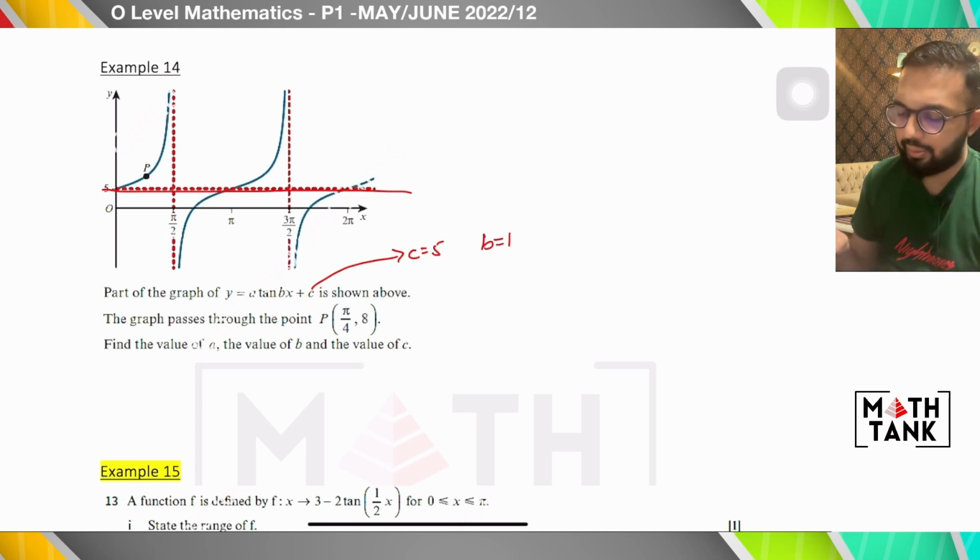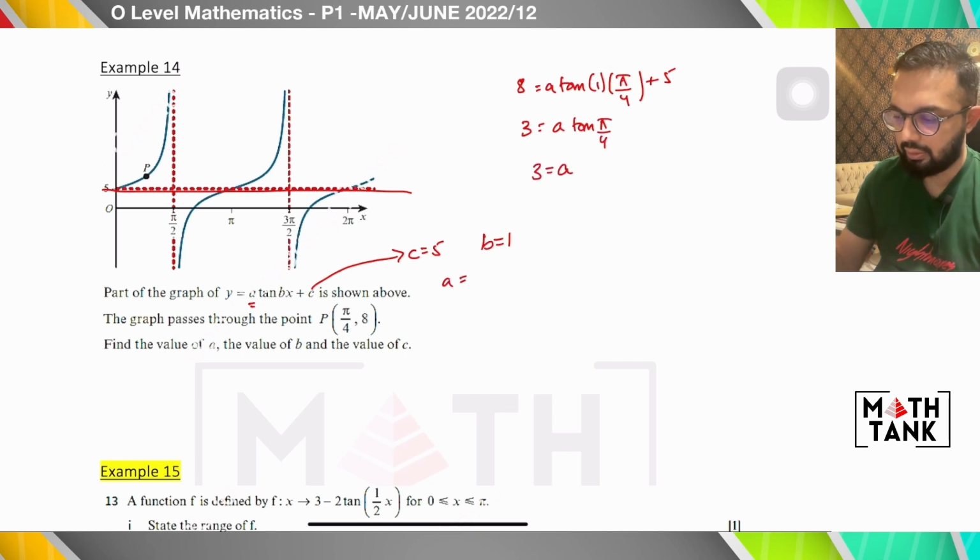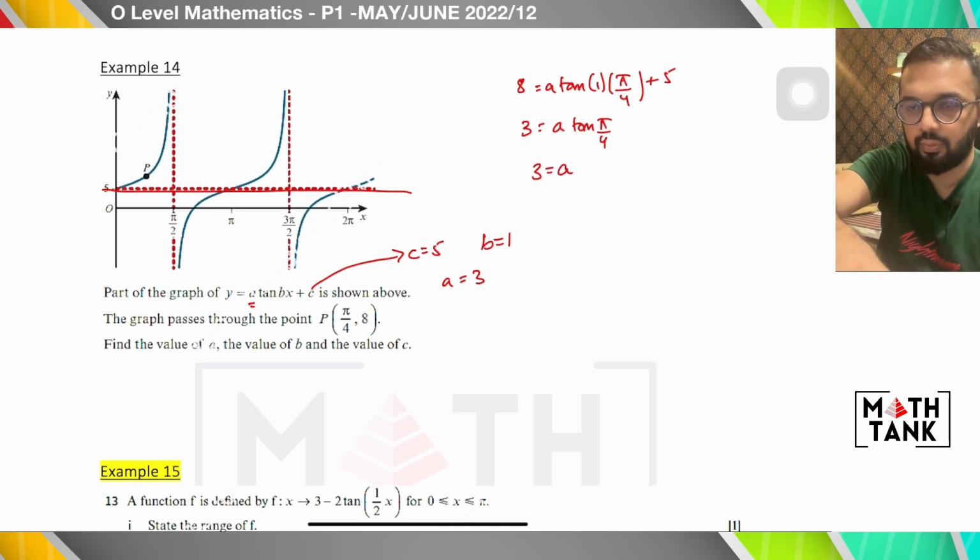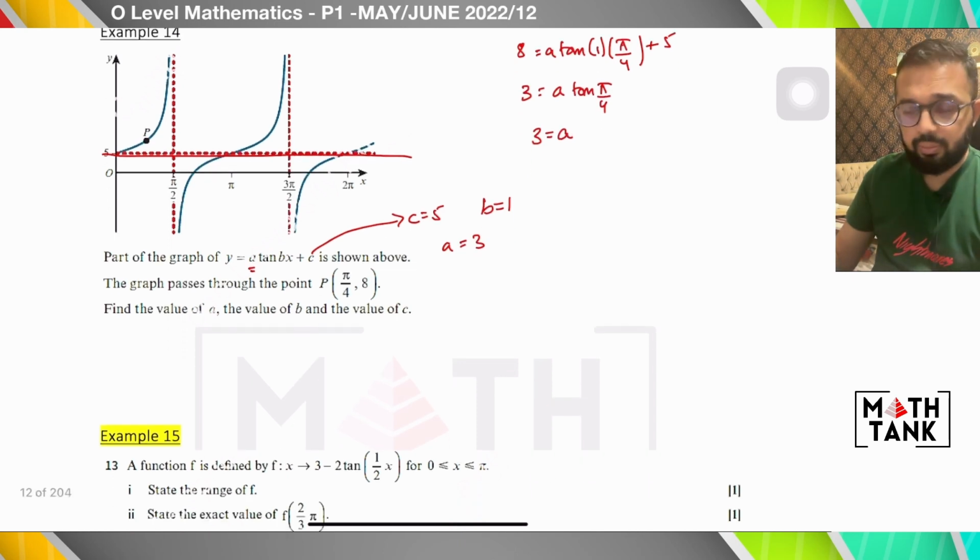Now for the amplitude, which is the value of a, there's no amplitude as such. You use the points that are given to you. You say that the value of y is 8 when the value of x is pi over 4. So a equals 3. That's one type of question that you can have.